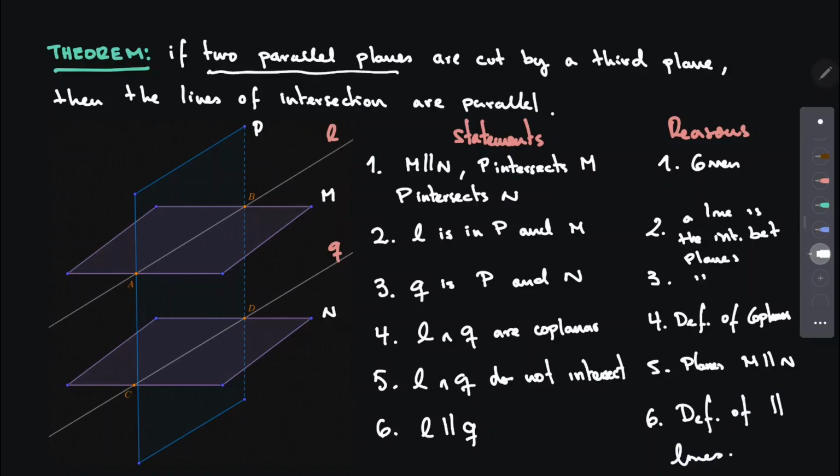Okay, so remember that in the previous video, we established that if two lines do not intersect and they are coplanar, they are on the same plane, then they are parallel. So this is the proof of this first theorem for parallel lines.